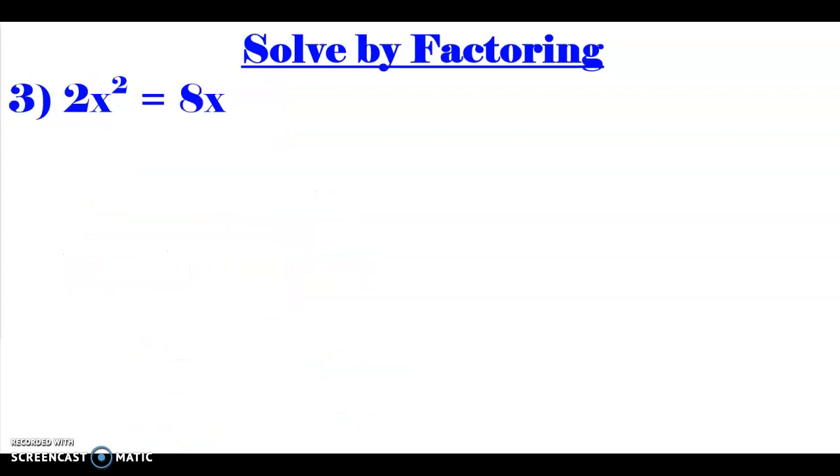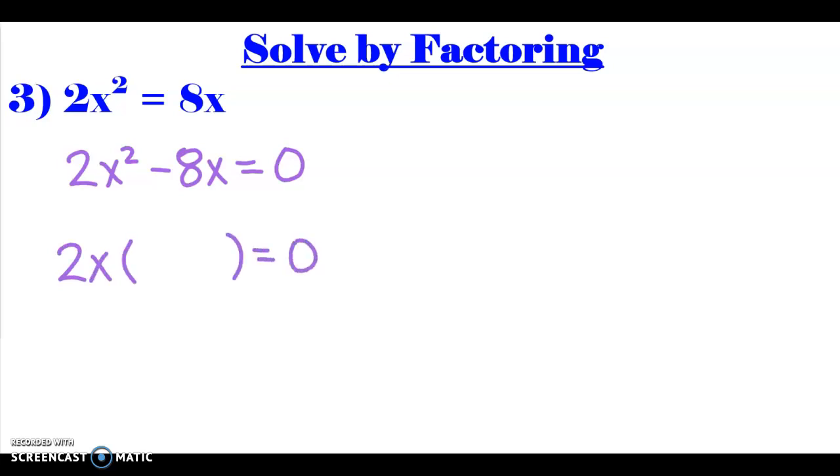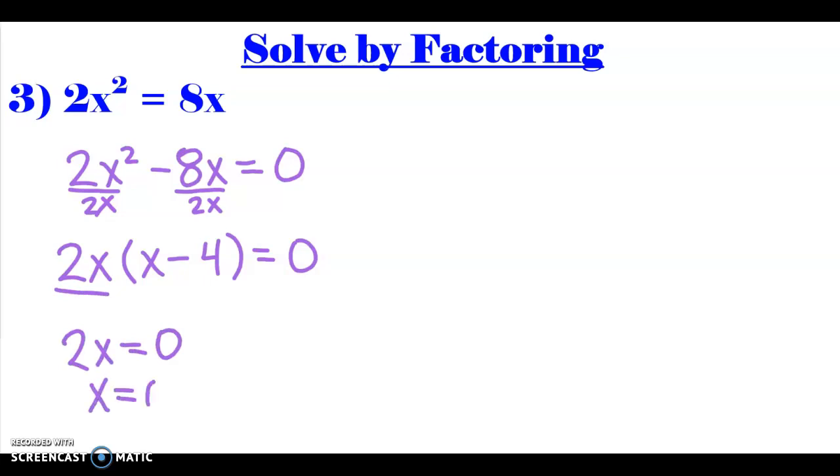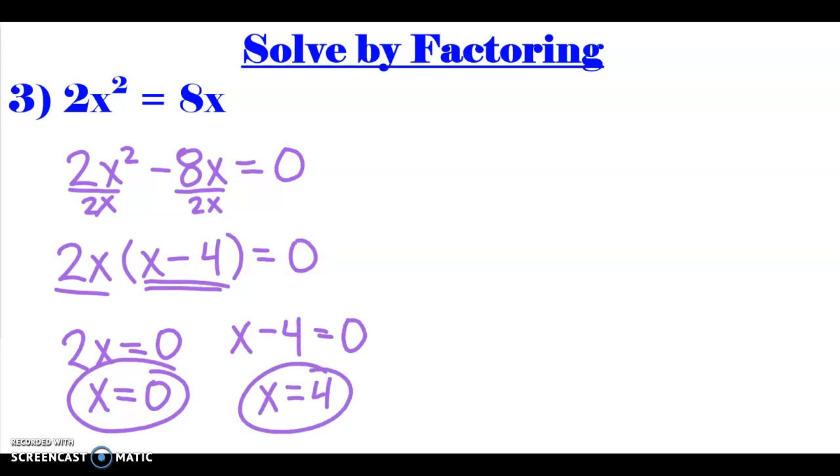All right, next one. Got to get it equal to 0 first, so I'd have 2x squared minus 8x equals 0. Move that 8x to the other side. So looking there, I see I first have a greatest common factor. I can bring out a 2x. If I bring out a 2x from 2x squared, I'm left with x. Minus, if I bring a 2x out of 8x, I'm left with 4. So then my first factor is 2x. So I'd set 2x equal to 0. So 2x equals 0, my first solution is 0. And my second factor, x minus 4. If x minus 4 equals 0, x equals 4.